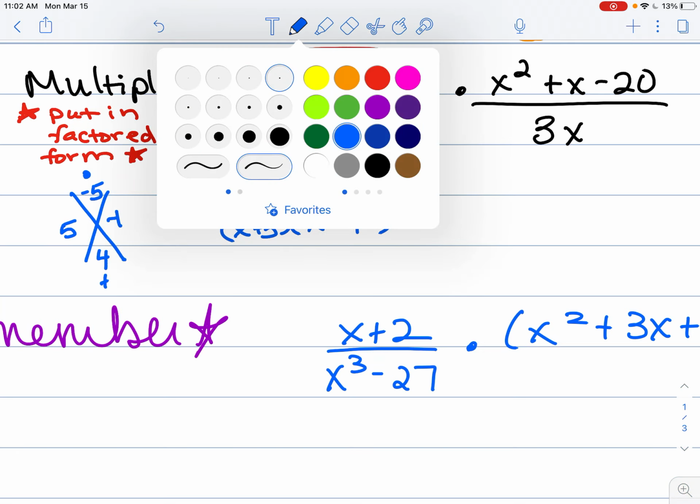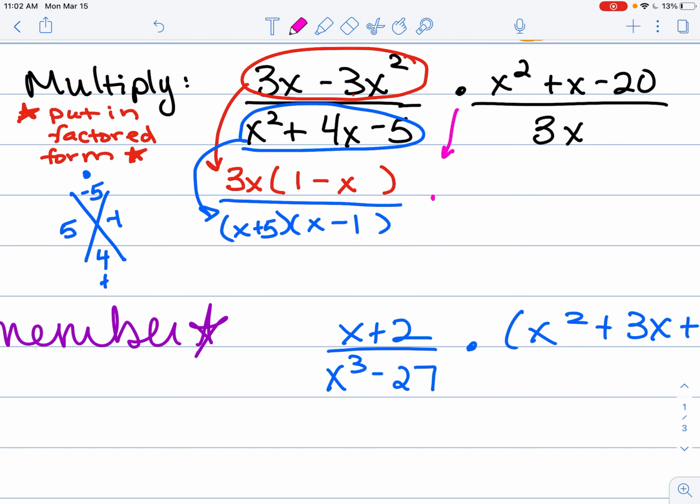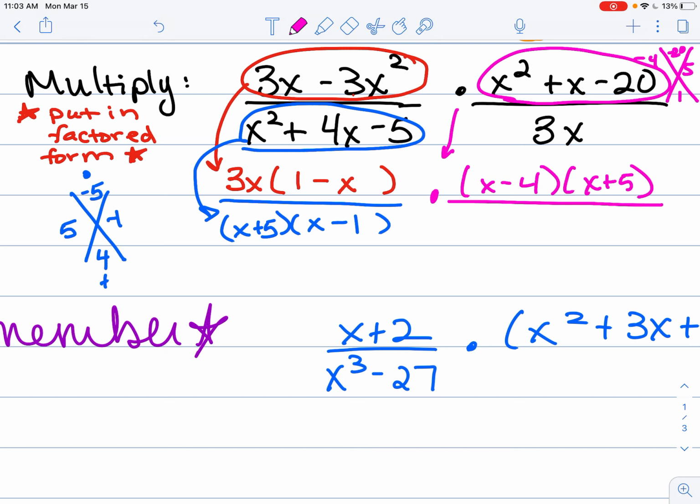Okay, we're done with that side, and now I'm just going to bring this multiplication down, and now I'm going to factor this one on top. Now remember, this one on top, we have to think, okay, what multiplies to negative 20 and adds to 1? Well, I know 4 and 5 can work where the 4 is negative. So this becomes x minus 4 times x plus 5. And then there's nothing that can factor here, so that's just going to be a 3x.